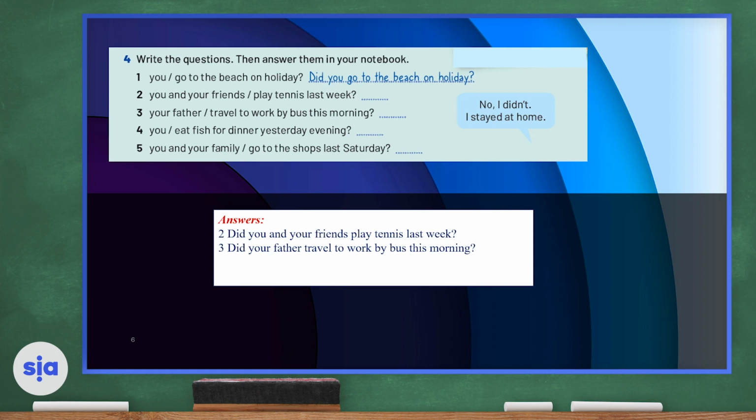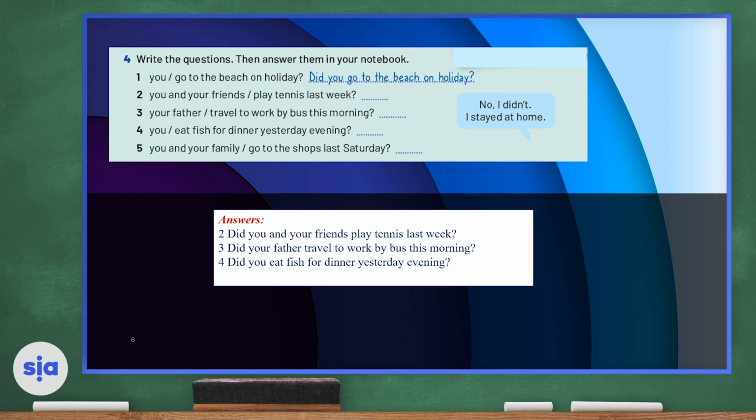And number 4, you ate fish for dinner yesterday evening. You can ask, did you eat fish for dinner yesterday evening? And you can answer by saying, yes, we did. We eat fish 3 times per week.